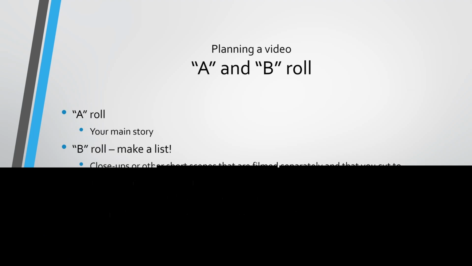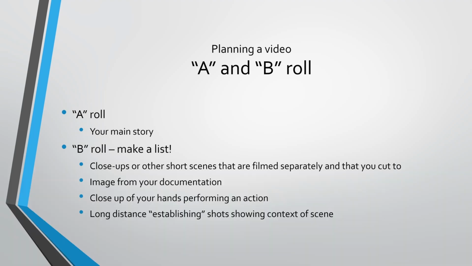The next thing to think about for your video, we're getting more specific here, is there's terminology called A and B roll. So the A roll is your main story, the core of your footage, probably the picture of you talking to the camera, demonstrating things for most of the video. But you want to have also, in a lot of cases, some B-roll, and make a list of those things that you want to add that are B-roll.